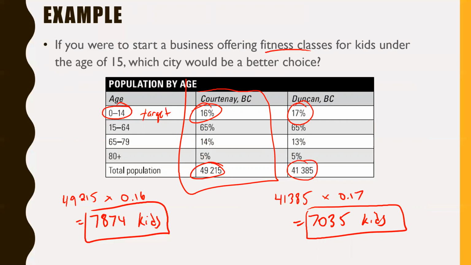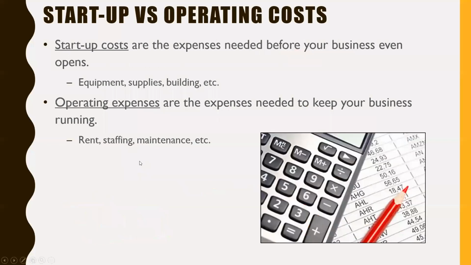But again, there's other decisions to make as well. What if Courtenay, BC already has fitness classes for kids? Well, then you're going to be competing with the other things, so you could pretty much just take this number and cut it in half, right? If not even worse, especially if that place has a good reputation. Anyway, we're rambling. Let's move on.